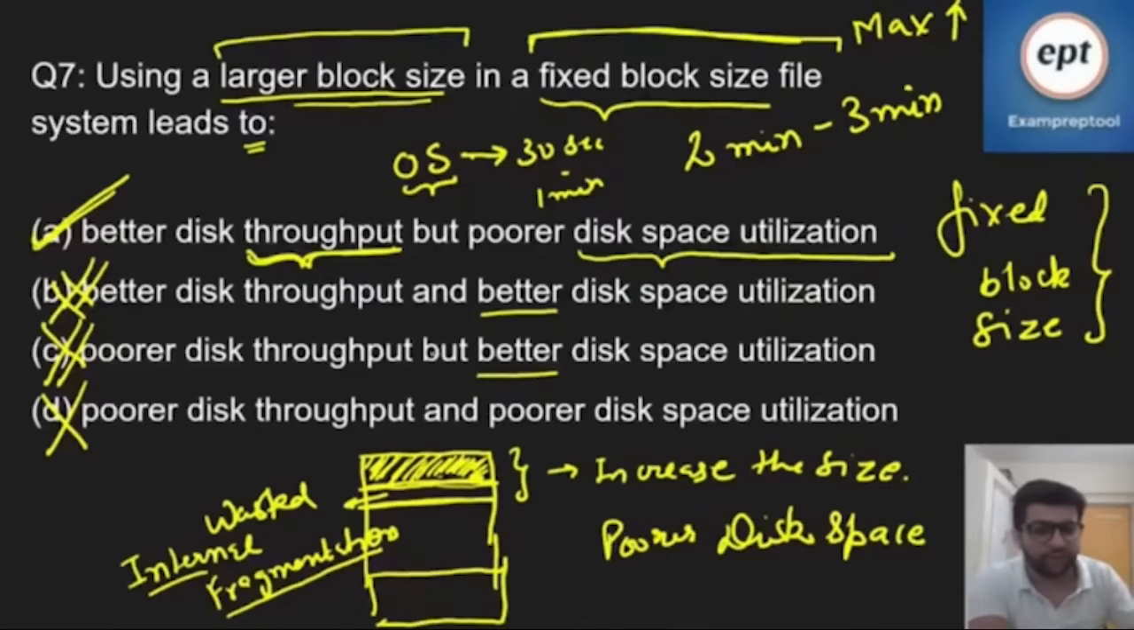So we have to remember two things here. We have to remember that if we have a fixed block size, then there will be some internal fragmentation, right? And that could lead to some wastage of disk space, right? That is why poorer disk space utilization.